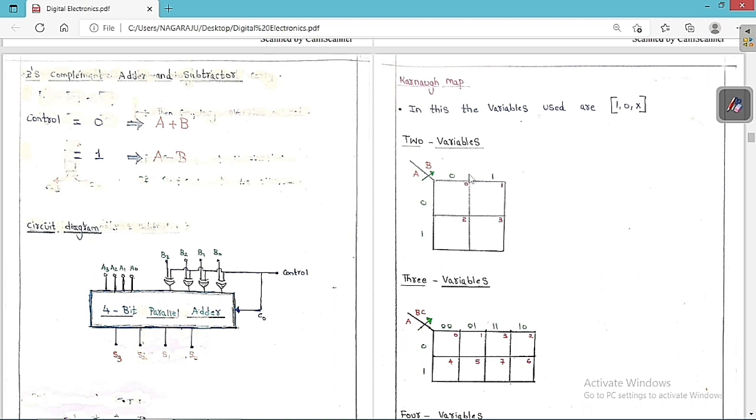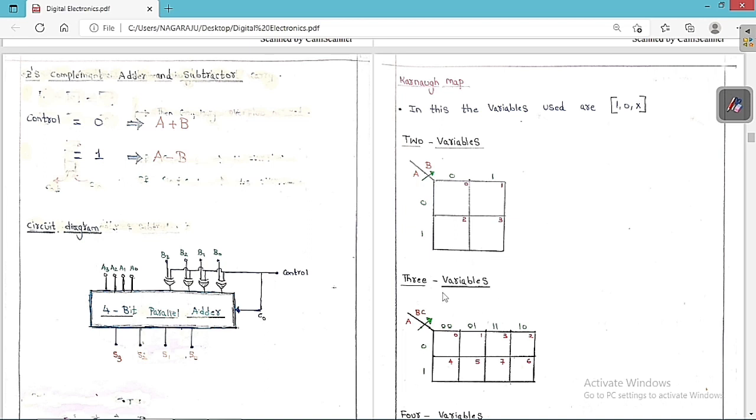This is the point that you always need to keep in your mind: A is called the MSB and B is called the LSB. A is the MSB bit and B is the LSB bit. I have already told you that with two variables we get 2 squared, that is 4 combinations. Here we have 4 cells.